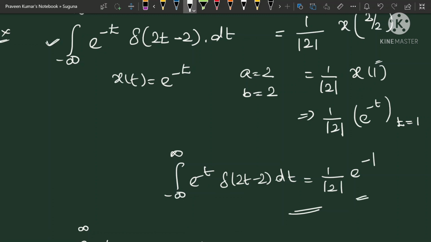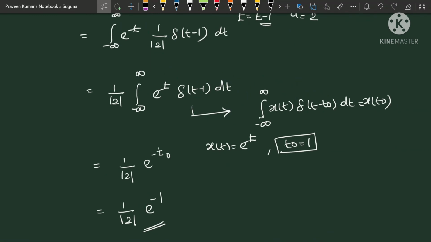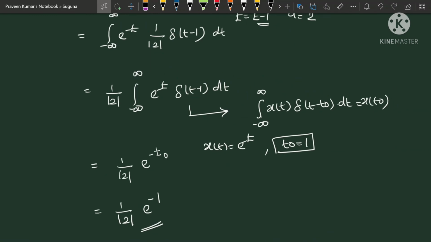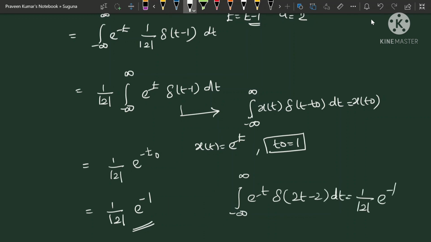Clear? Okay, so our expression is integration from minus infinity to plus infinity of e power minus t delta of 2t minus 2 dt is equal to 1/2 e power minus 1. Okay, in x of t naught, where x of t is there you put t naught. So first, instead of e power minus t you put e power minus t naught. Next, t naught is equal to 1, so you get e power minus 1.